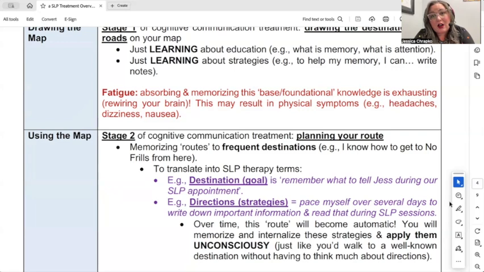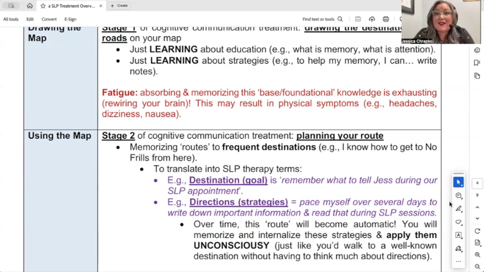To translate into cognitive communication terms, if the destination is, I want to remember what to tell Jess during our speech appointment, the directions or the roads or the strategies you need to get there include pace yourself over several days to write down important information and read that during speech sessions. The more you practice something, the more automatic it will become. We are building unconscious habits through repetition, just like what the research says.